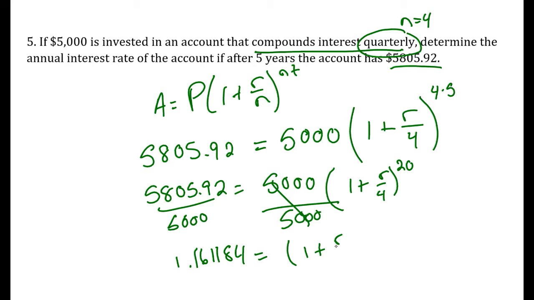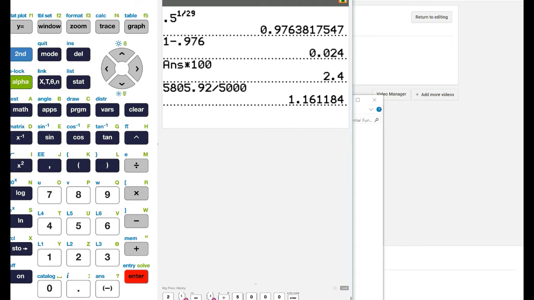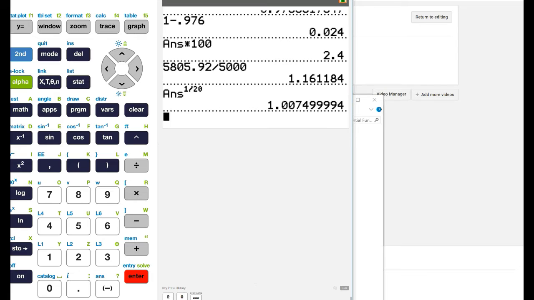Equals 1 plus R over 4 to the 20th power. Well, how do I get rid of a 20 power? I can take the 20th root, or I can raise it to the 1 over 20. Raising it to the 1 over 20 is taking the 20th root. So, it's easier to type in your calculator to the 1 over 20. That gets rid of the 20th power there.